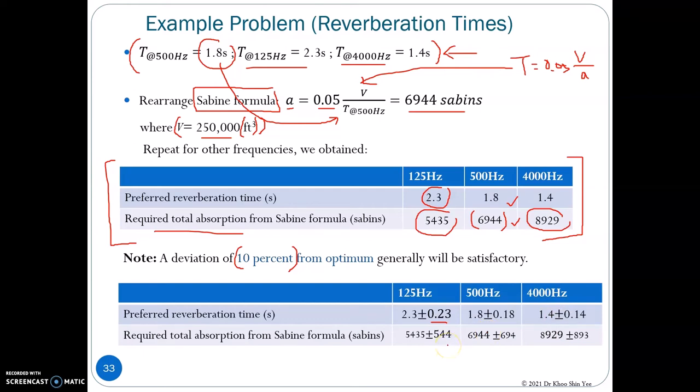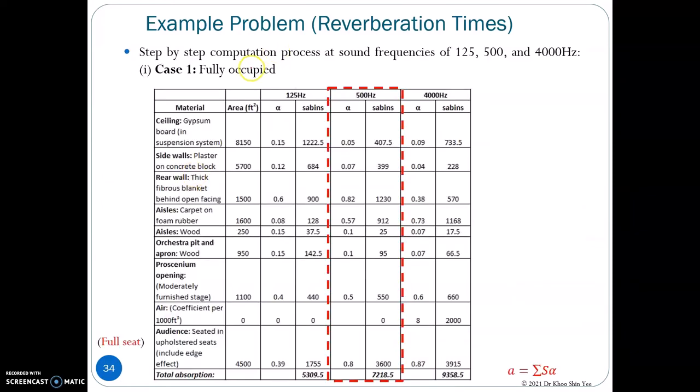In this example, it shows that prior to construction, we can plan the required total room absorption at various frequency. We can estimate the total room absorption by using this formula. So we need to consider the total surface area and also the sound absorption coefficient for the material that we choose. First of all, let's consider the fully occupied case. The surface area in feet square unit are provided here. The material that cover the respective area are given.